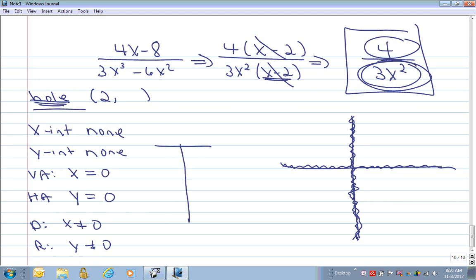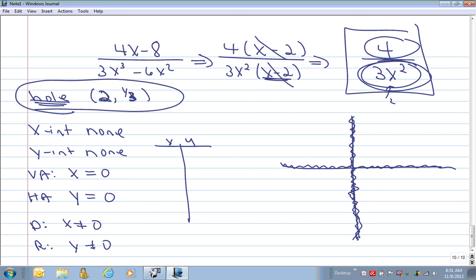And then please don't forget about the hole in the graph. To figure out the y value of that hole, we're going to plug in 2 into this graph. So it's like we plug in a 2 right there. And if we did, 2 squared would be 4 times 3 would be 12. 4 over 12 then would just be 1/3. So the hole would be at 2, 1/3. And we'll mark that in just a minute.